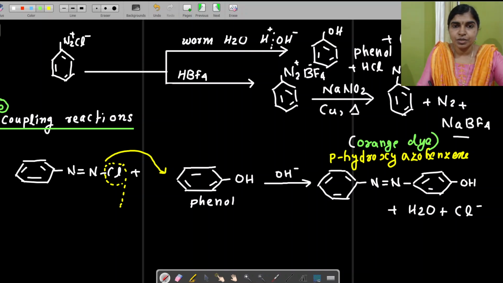So coupling reaction is useful for the production of the dyes. Then see the reaction with aniline.